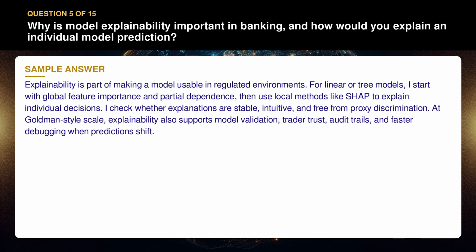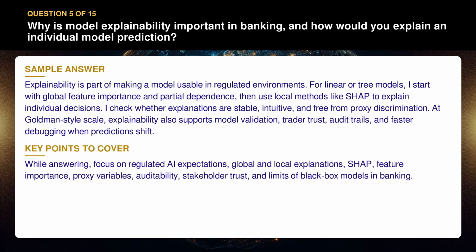At Goldman-style scale, explainability also supports model validation, trader trust, audit trails, and faster debugging when predictions shift. While answering, focus on regulated AI expectations, global and local explanations, SHAP, feature importance, proxy variables, auditability, stakeholder trust, and limits of black box models in banking.